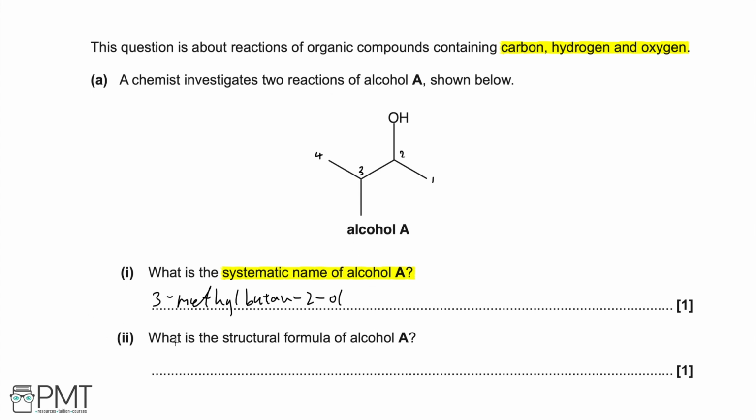Part 2 asks us, what is the structural formula of alcohol A? So first of all, we've got these two matching methyl groups here. So they're both CH3. And when we have two identical groups that are sort of indistinguishable, we put them in brackets and put a number next to them. So 2 of them. Then we have CH. Then we have CHOH. And finally, CH3.